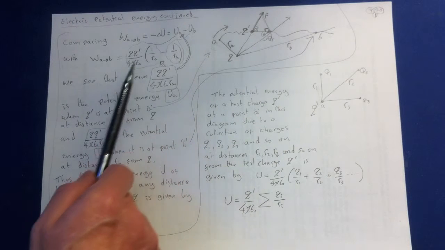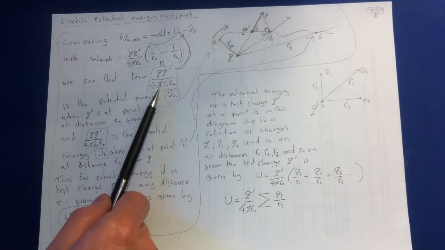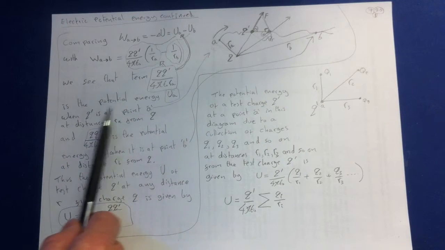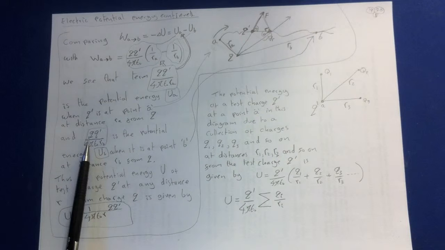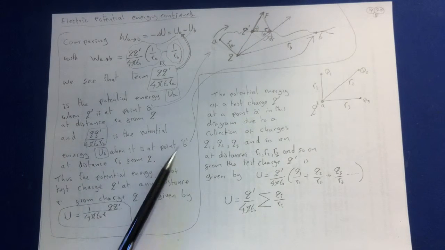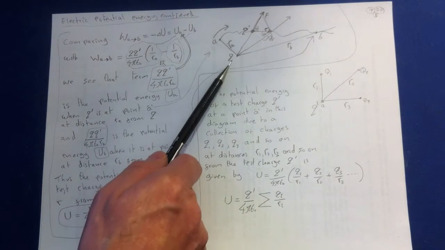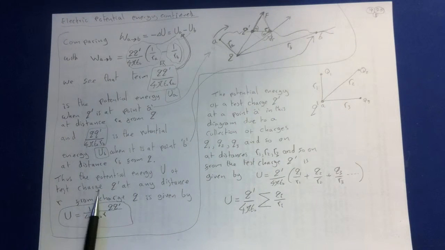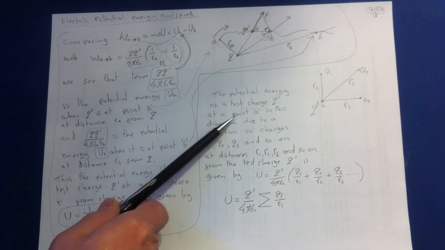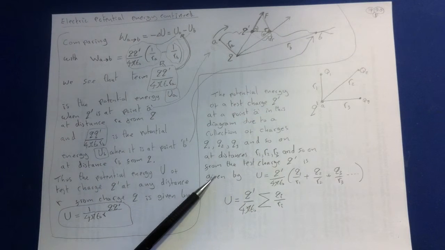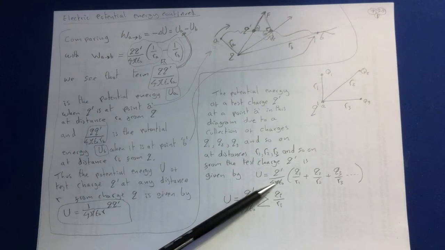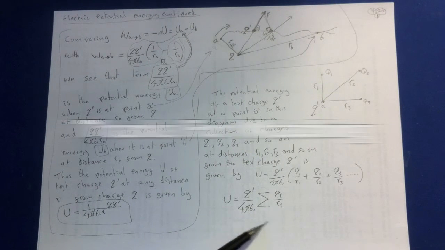Comparing this equation with this equation here, we can see that the term Q Q' over 4 pi epsilon naught RA is the potential energy UA when Q' is at point A at distance RA from Q, and similarly Q Q' over 4 pi epsilon naught RB is the potential energy UB when it is at point B at distance RB from Q. Thus the potential energy U of test charge Q' at any distance r from charge Q is given by this general equation. The potential energy of a test charge Q' at a point A in this diagram, due to a collection of charges Q1, Q2, Q3 and so on at distances r1, r2, r3 and so on from the test charge Q', is given by summing them all up, and we have this general equation here for a collection of charges.